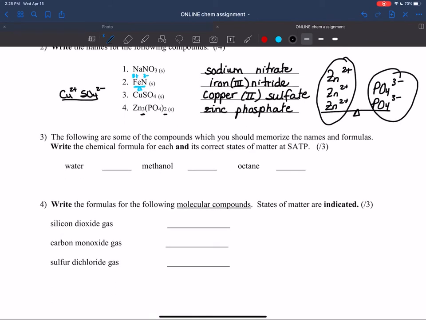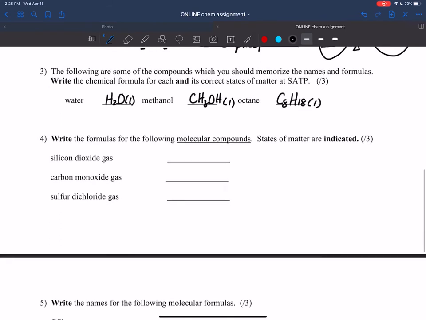Write the formulas for the following compound. These ones you should have found in your periodic table in your data booklet. So water is H2O liquid. Methanol is CH3OH, it is also a liquid. And octane is C8H18, and it's also a liquid. This is the stuff that goes in your car, okay?